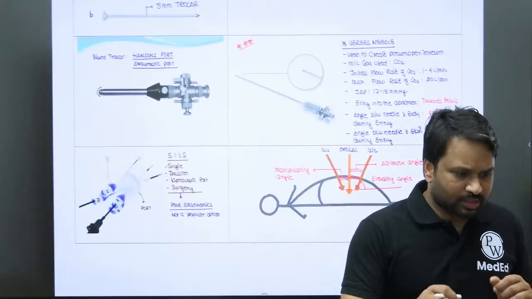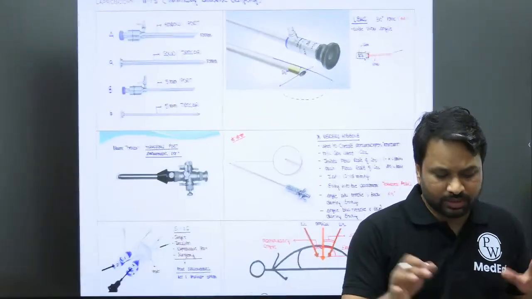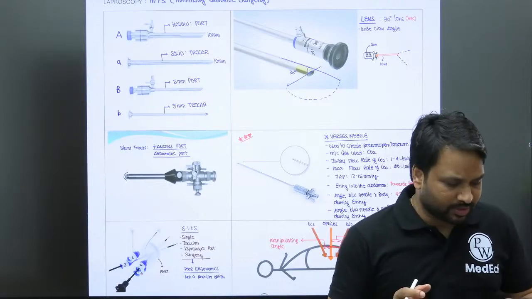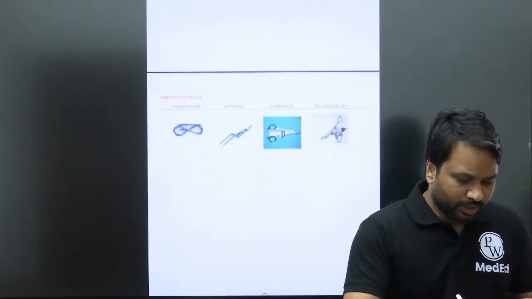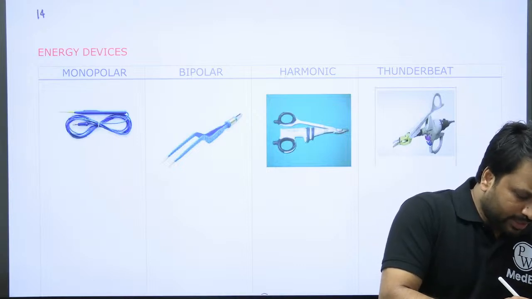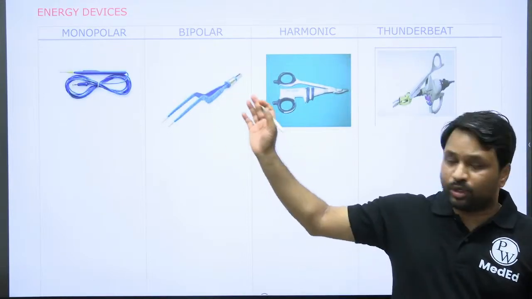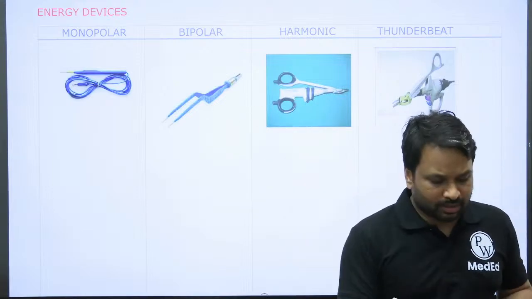So this is with respect to your image number or set number 13. Clear? This is about your minimal invasive surgery. Can we move on? Going on to set number 14. Now this is going to be about the energy devices. Now the four energy devices that you should know: the monopolar, the bipolar, the harmonic, and the thunderbeat, right?